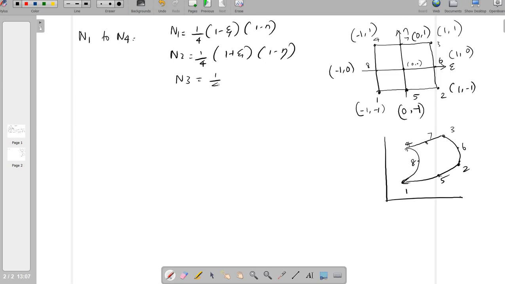n3 is equal to 1 by 4, 1 plus epsilon, 1 plus eta. n4 is equal to 1 by 4, 1 minus epsilon, 1 plus eta. So these 4 equations we have derived previously. Now I am going to derive the equation for n5, shape function 5, which is the midpoint between 1 and 2. So the scale factor into what are the equations we have to consider. If it is the midpoint, you have to consider all the other 3 sides, from 263, 374 and 481. All the 3 sides we have to consider.